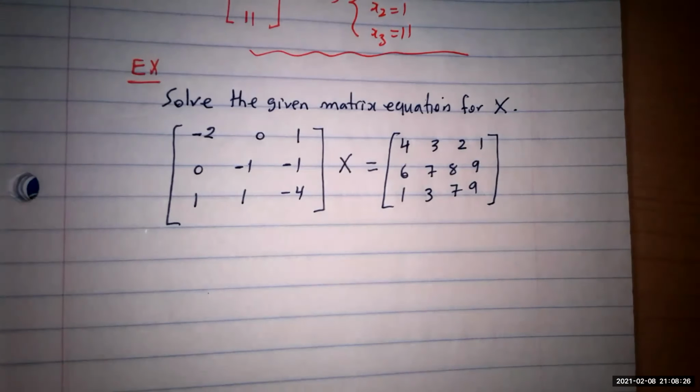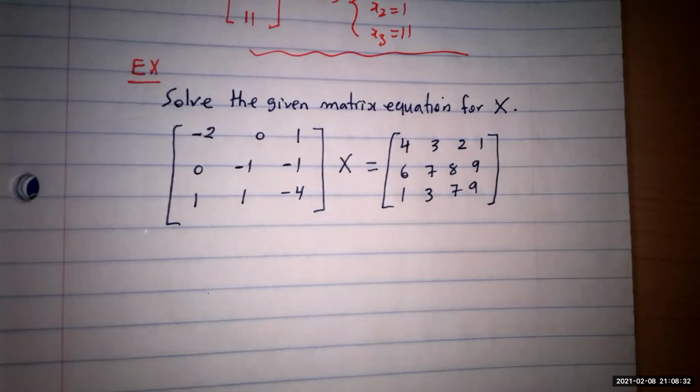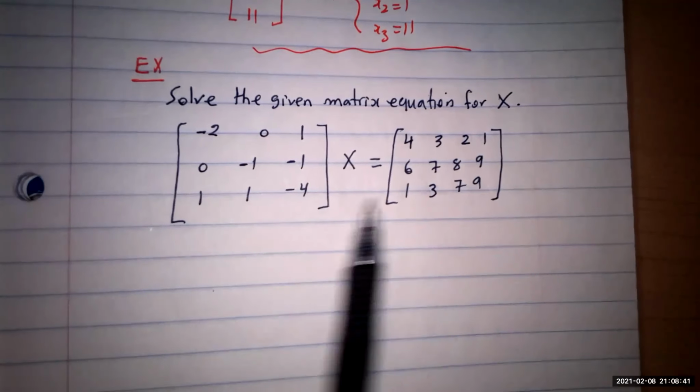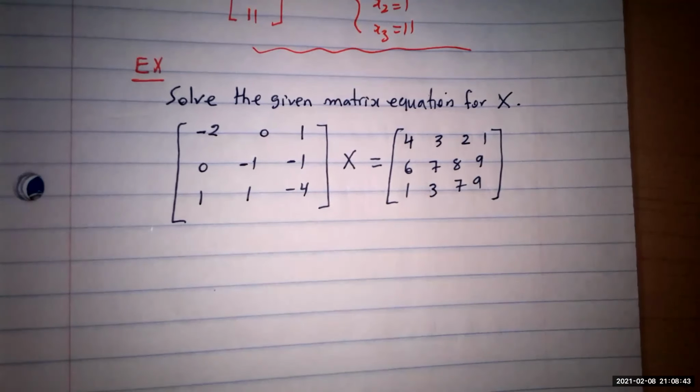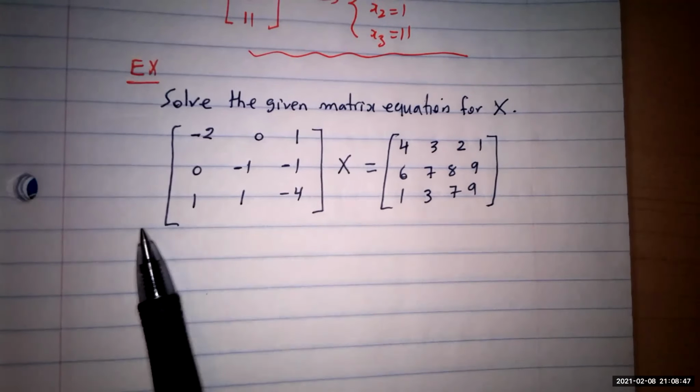You see, they want you to solve for x. It's like in algebra, if you have 2x equal to 8, then x would be 8 divided by 2, which is 4. So we divide by the coefficient of the x. In this case, that division would be the inverse of a matrix. So in order to get the x, you have to get rid of this coefficient.